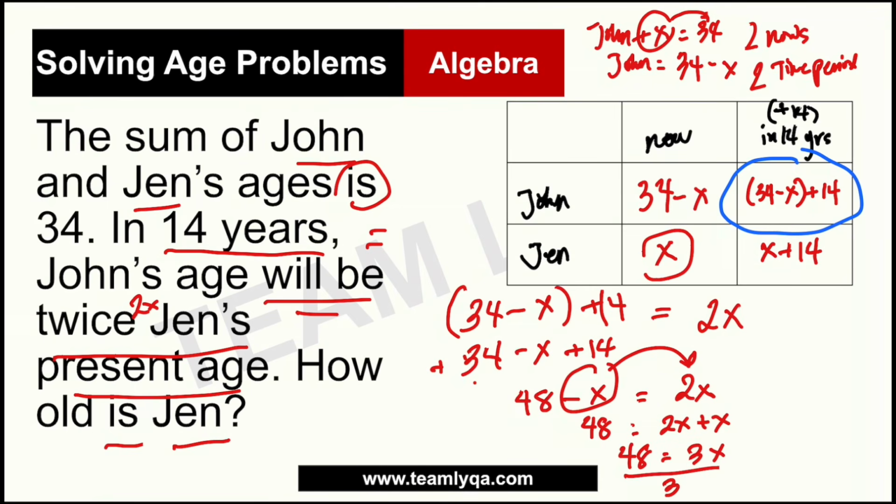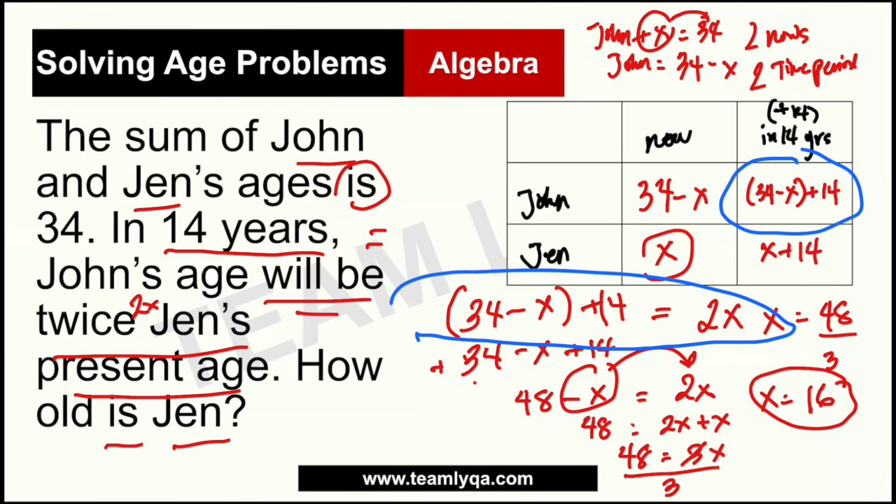Di-divide ko lang siya both sides sa 3 para makancel ito. So, ibig sabihin nun, X is equal to 48 over 3. Di-divide ko lang yan. 48 divided by 3: 4 divided by 3 is 1, and then 18 divided by 3 is 6. So, X is equal to 16. Ibig sabihin nun, ang edad ni Jen ay 16. Yun yung sagot natin using algebra. Okay? This becomes your equation. Okay? And this becomes your answer.